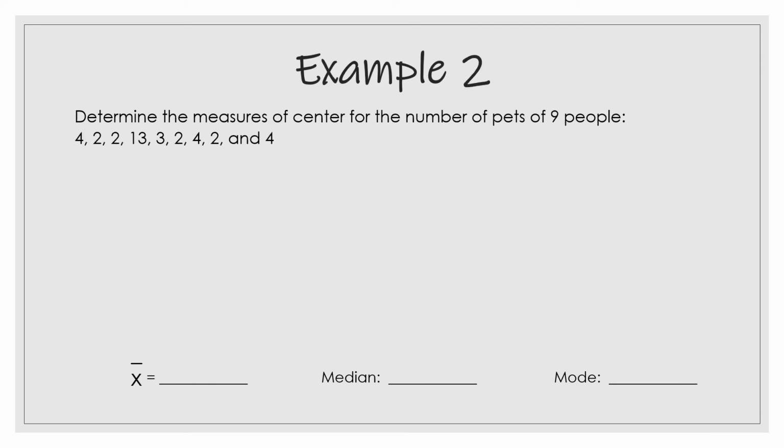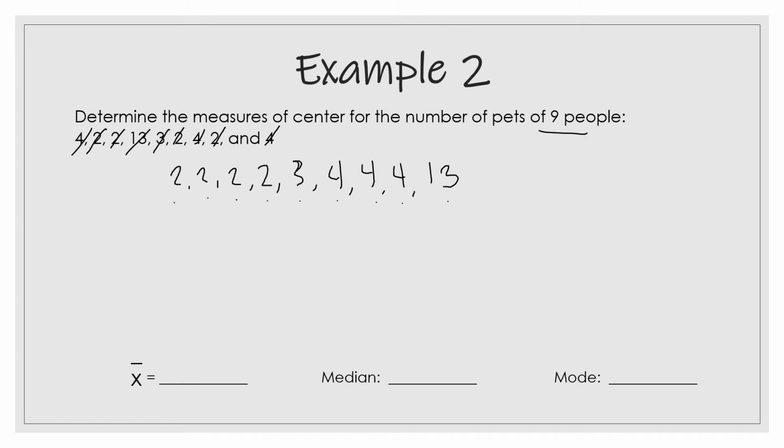All right, example 2: determine the measures of center for the number of pets of 9 different people. First, again, we need to order these. It looks like 2 is the smallest number. I have 1, 2, 3, 4 2s. So 2, 2, 2, 2, then a 3, and then 3 4s, and a 13. All right, 1, 2, 3, 4, 5, 6, 7, 8, 9. Perfect, so I had 9 people.